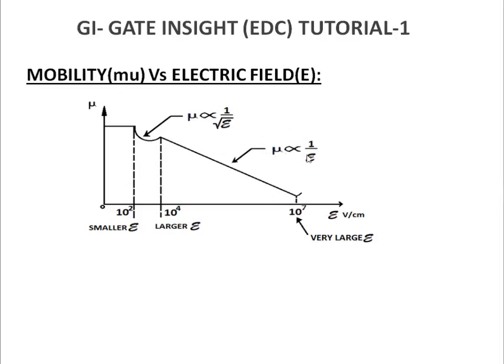That is, mu is proportional to 1 divided by E. And at the very large electric field, that is at 10 to the power 7, the mobility saturates. So this is the curve you need to remember. First, at the smaller electric field, the mobility is constant, and in between 10 to the power 2 to 10 to the power 4, the mobility has a non-linear change, and after that there is an inverse relationship between mobility and electric field, and at a very large electric field at 10 to the power 7, the mobility saturates.